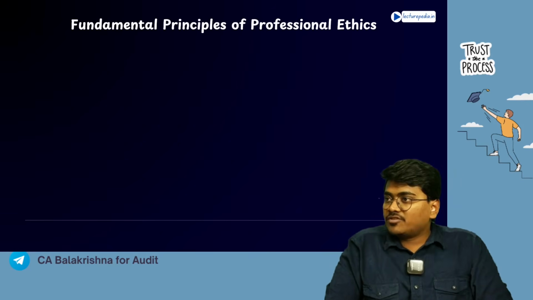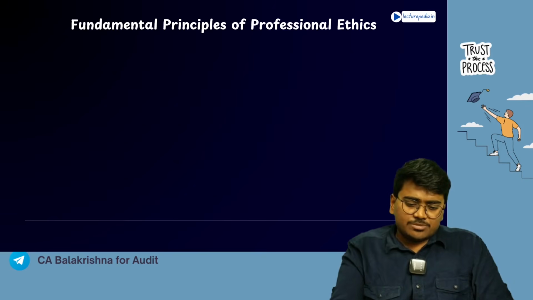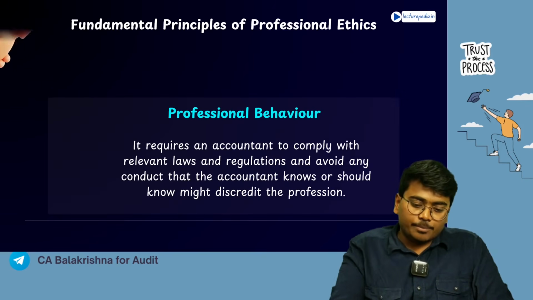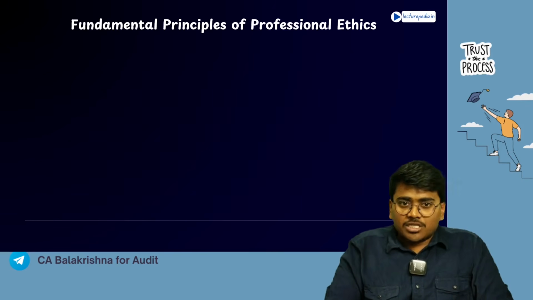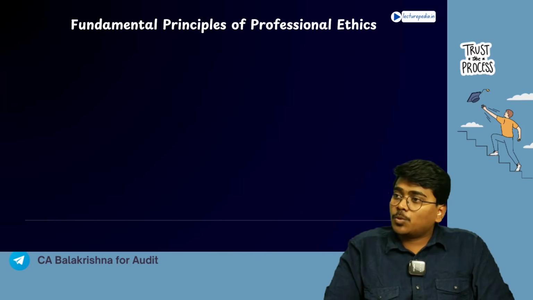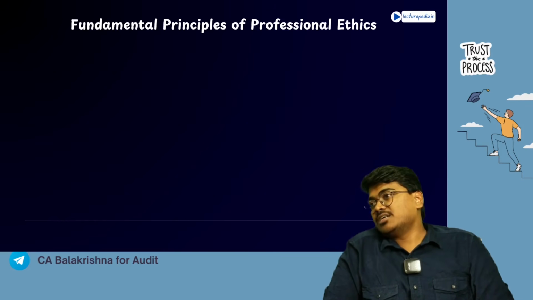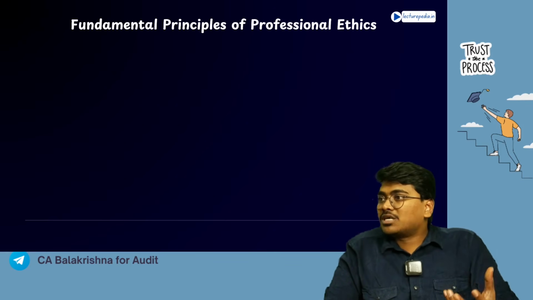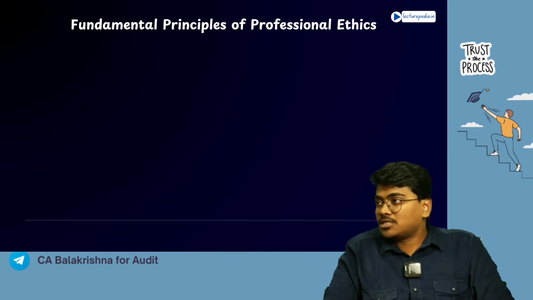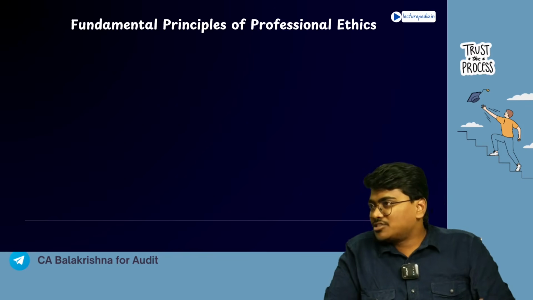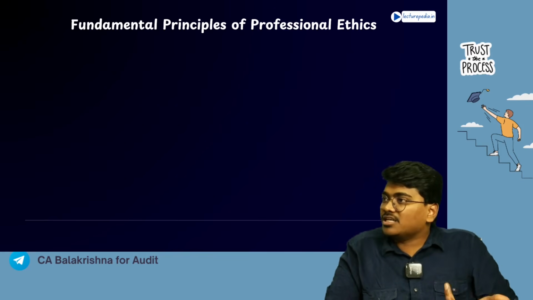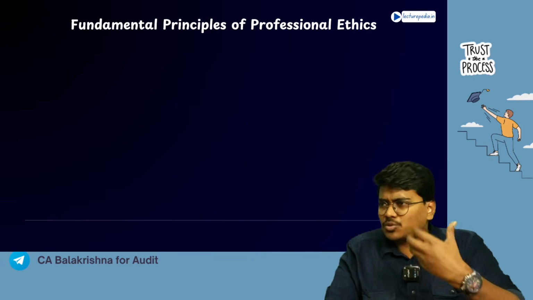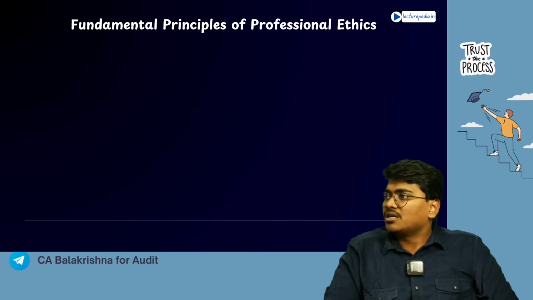Next fundamental principle, the final fundamental principle, which is professional behavior. What is meant by professional behavior? The auditor needs to behave professionally. That means he should comply with whatever laws and regulations are there. And if the institute asks for any information from the auditor, he has to furnish that information to the institute.